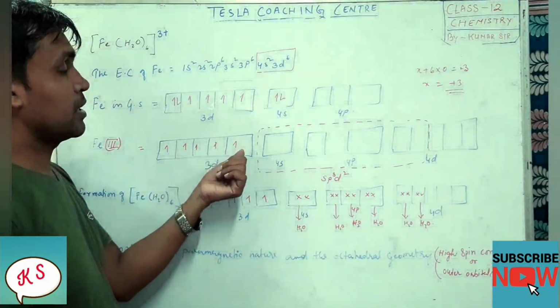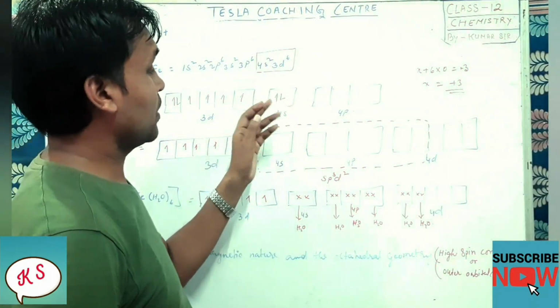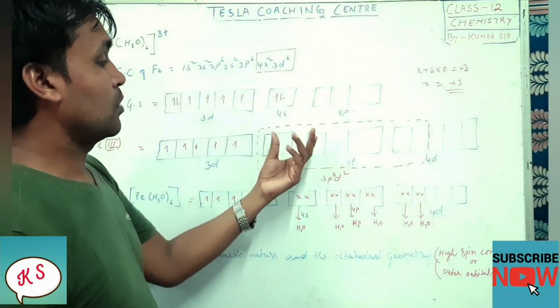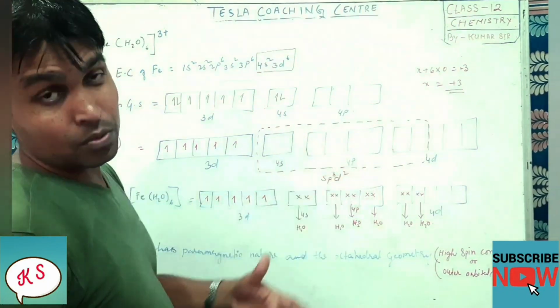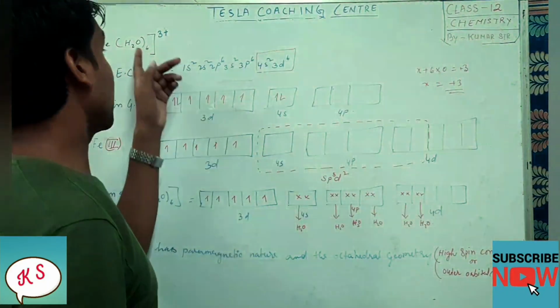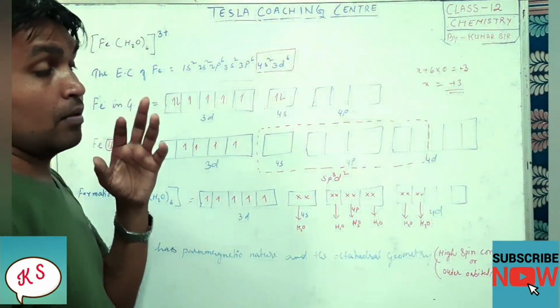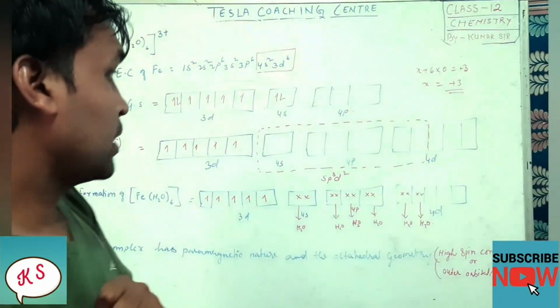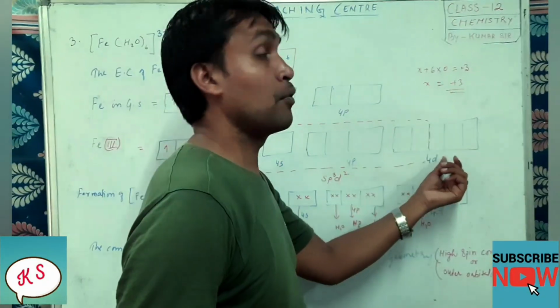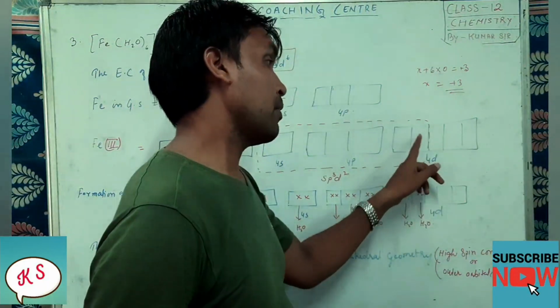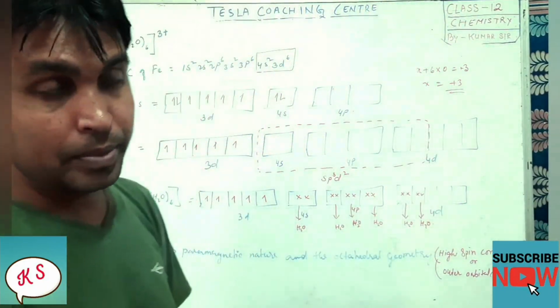So now all will be singly occupied. And what is left out? These are the left out ones. So 1, 2, 3, 4. Only 4 are left out. But how many do we need? 6 vacant orbitals we need. So here we have to add 4d also. From 4d we are going to take 2 vacant orbitals.